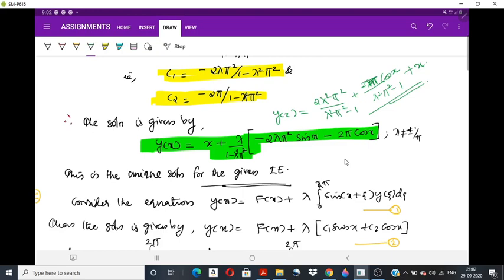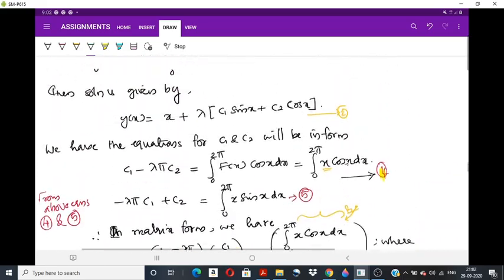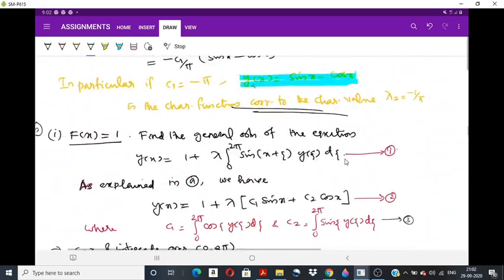Okay, so this is the unique solution for f of x equal to 1 and f of x equal to x. So in this way we have solved the B part also. Now we move to part C.